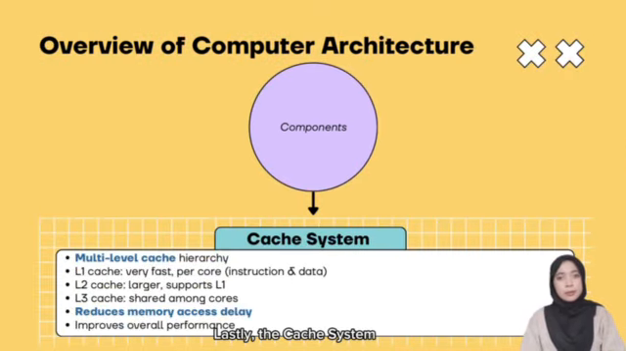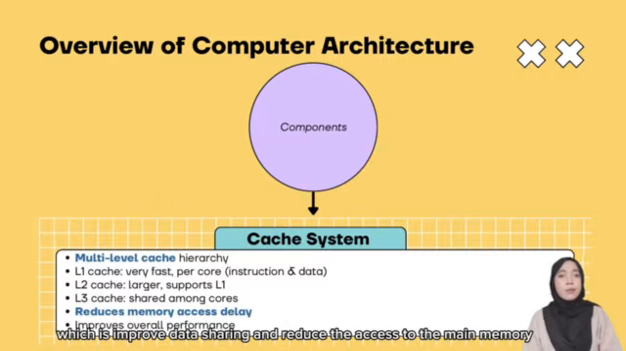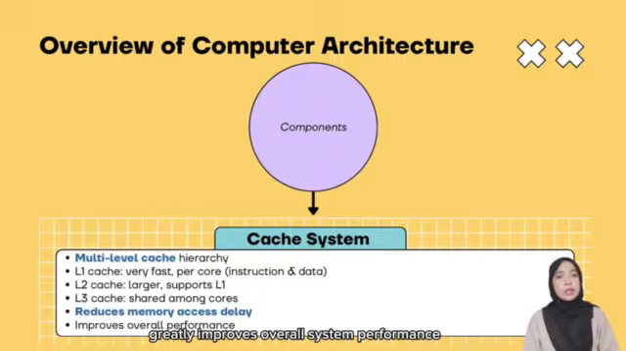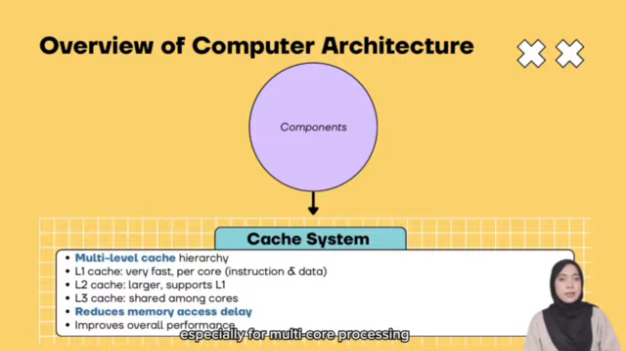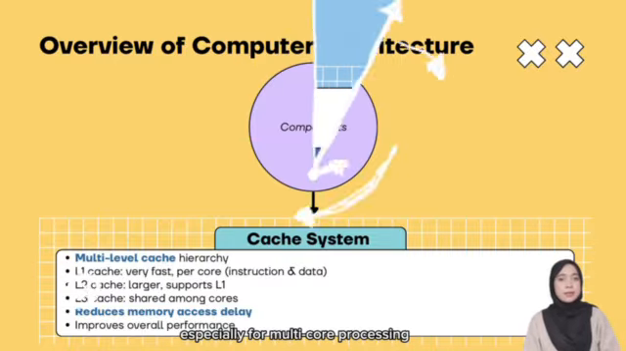Lastly, the cache system. The cache system in Intel Coffee Lake processors helps to reduce memory access time. Each CPU core has a very fast L1 cache, which is divided into separate instruction and data caches, and supported by a larger L2 cache. All cores share the L3 cache, which improves data sharing and reduces access to the main memory. This multi-level cache hierarchy greatly improves overall system performance, especially for multi-core processing.